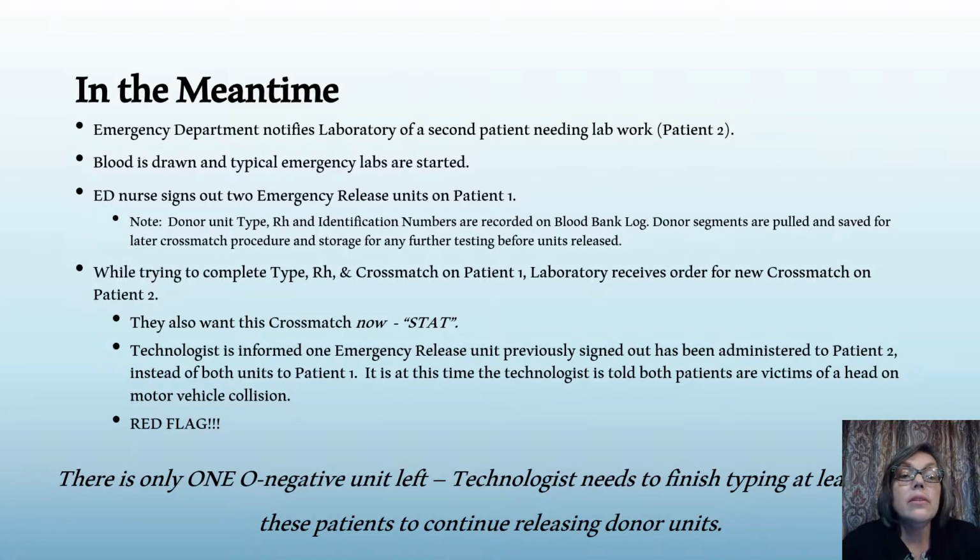While trying to complete the type and RH cross-match on patient 1, the laboratory receives a new order for a cross-match on patient 2. They also want this cross-match. Stat. The technologist is informed at this time that the emergency released units previously released were given to patient 1 and patient 2 instead of both to patient 1. Red flag. There is only 1 O-negative unit. The technologist needs to finish typing at least one of these patients to continue releasing donor units.